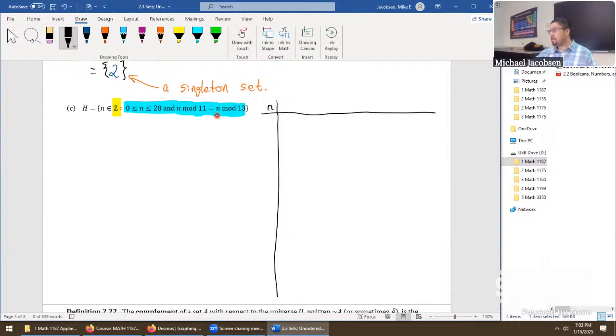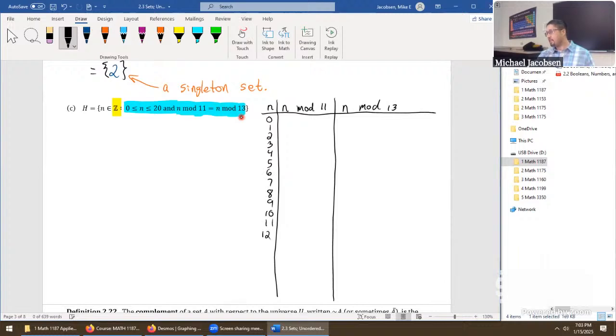Now, we have a column for an n. I want a column for the left side of the equation, n mod 11. Column for the right side of the equation, n mod 13. And we're going to allow n to vary from 0, 1, 2, 3, 4, 5, 6, 7, 8, 9, 10, 11, 12, 13, 14, 15, oh geez, 16.